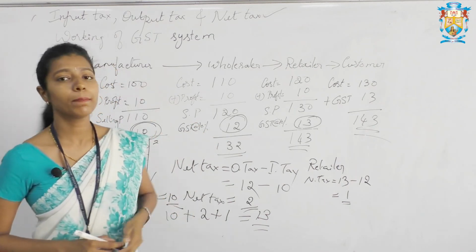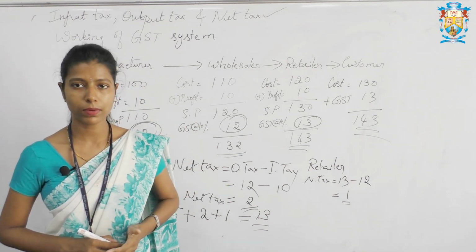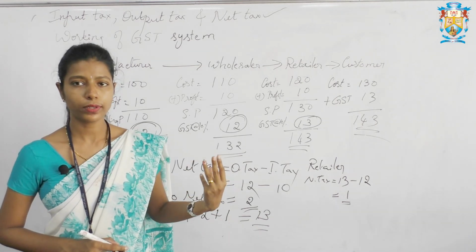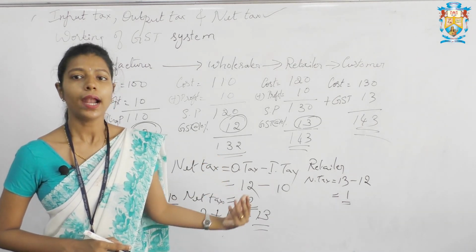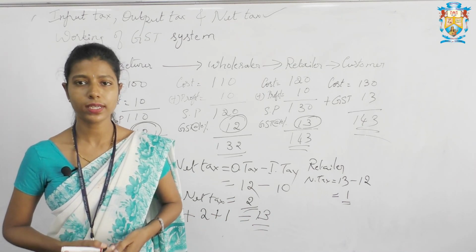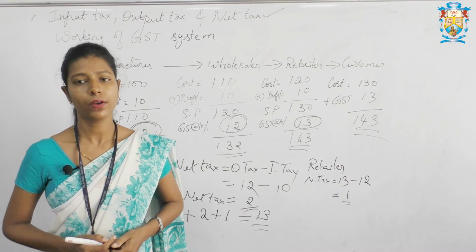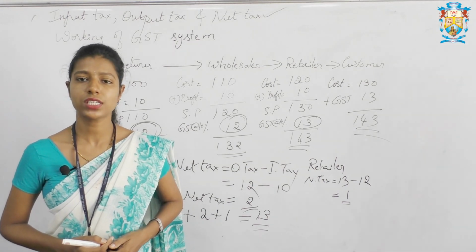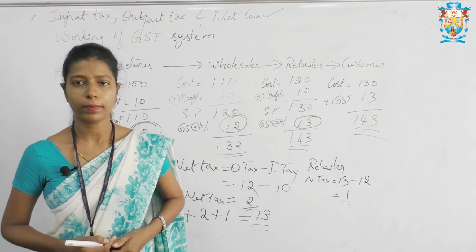So I have given the example starting from the manufacturer to the customer: what is input tax and output tax, what is net tax, and how the customer is paying the GST to the government. I hope the topic is clear, how the GST system works and how the GST is paid by the customer to the government. Thank you.